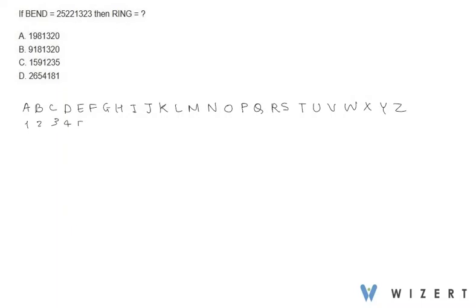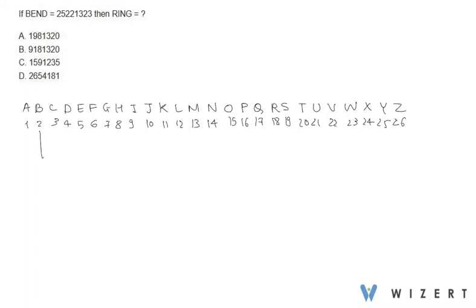Let's first number the letters: A, B, C, D, E, F, G, H, I, J, K, L, M, N, O, P, Q, R, S, T, U, V, W, X, Y, and Z. After numbering, we get 1, 2, 3, 4, 5, 6, 7, 8, 9, 10, 11, 12, 13, 14, 15, 16, 17, 18, 19, 20, 21, 22, 23, 24, 25, and 26.